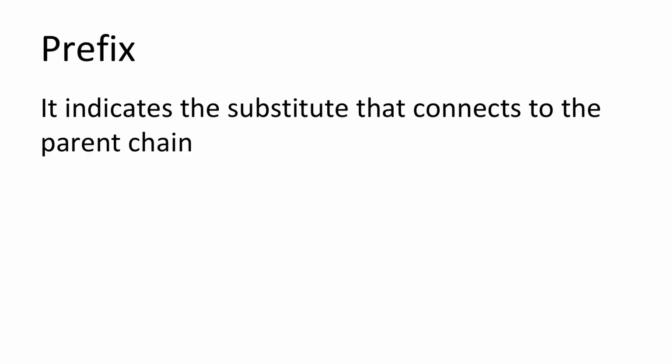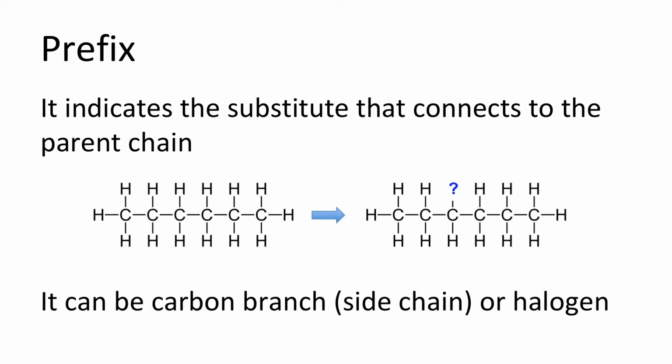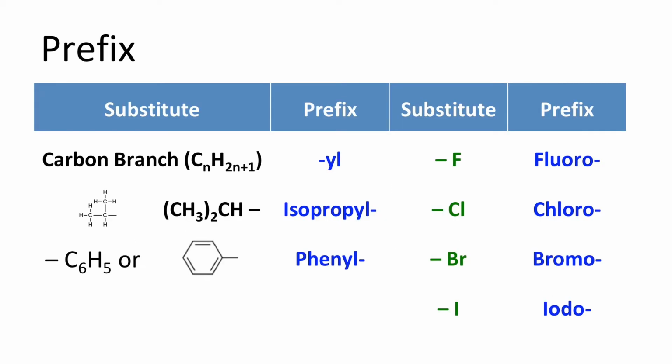Next is the prefix. It tells you the substitute that connect to the parent chain. We'll take this as example. Here is our hexane molecule. Originally, the hydrogen is connected to the carbon chain, but if we remove one of them and substitute with another different thing, then this is called prefix or substitute. It can either be the carbon side chain or halogen atoms, and here shows some common choice. For the carbon chain, they will end up with YL.